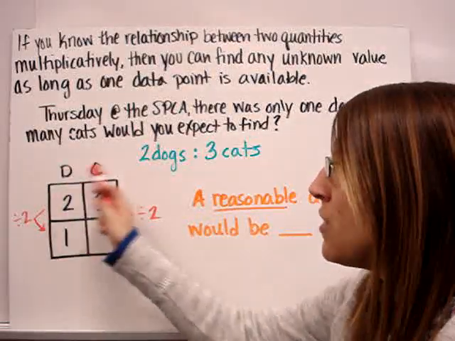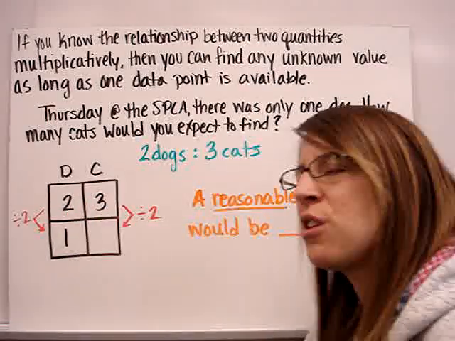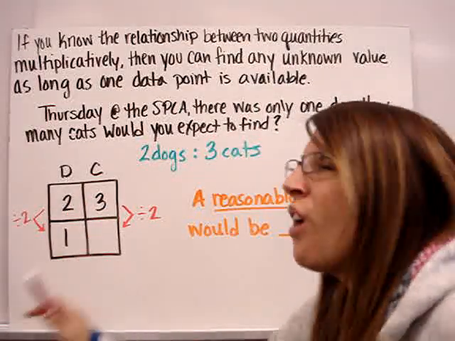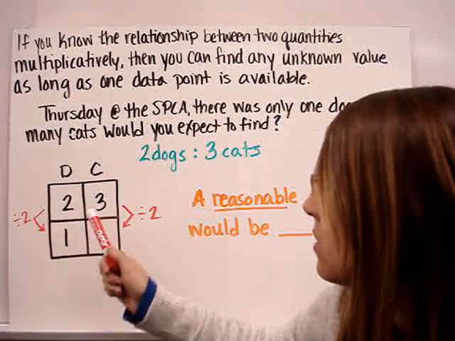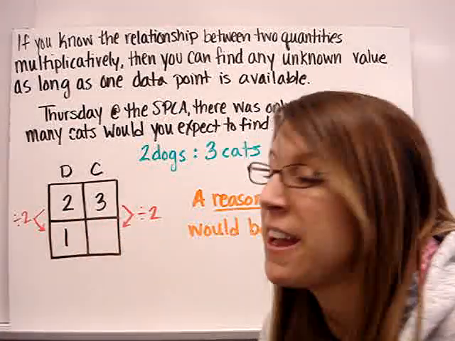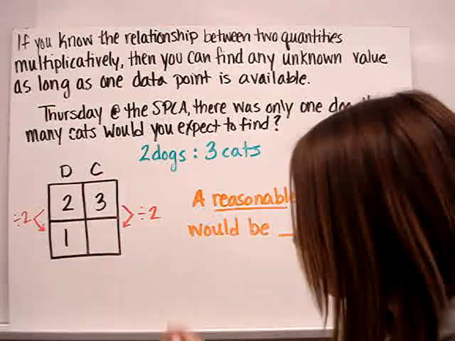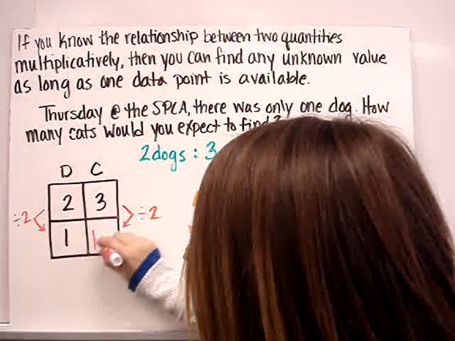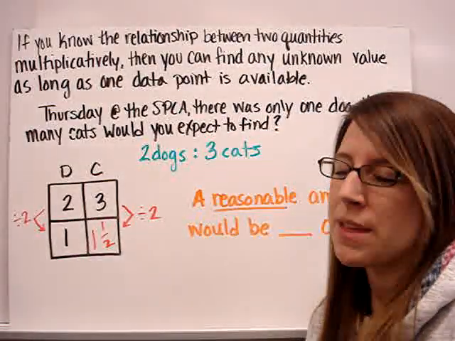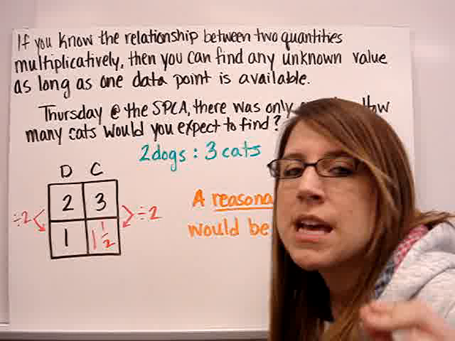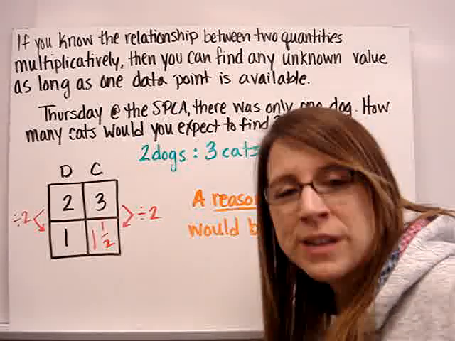Well, here's my dogs and cats. I know it's 2 dogs for every 3 cats, but there's 1 dog. Well, to get from 2 to 1, I divide by 2. Could also say multiply by 1/2, right? Well, 3 divided by 2 is going to be 1 1/2. It's important here that depending on the scenario, you answer reasonably.